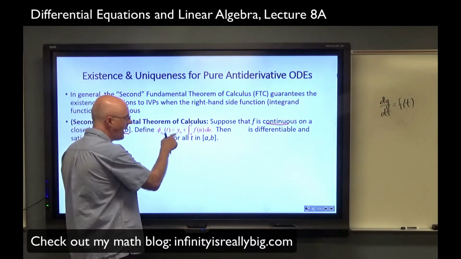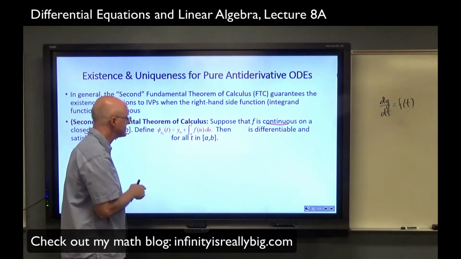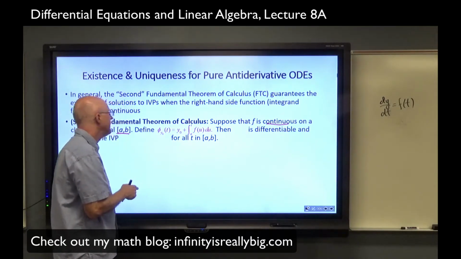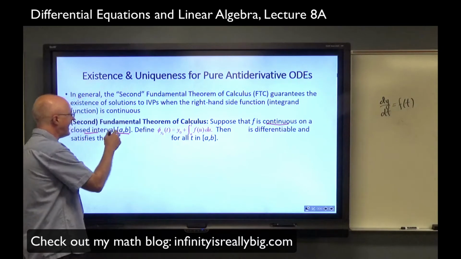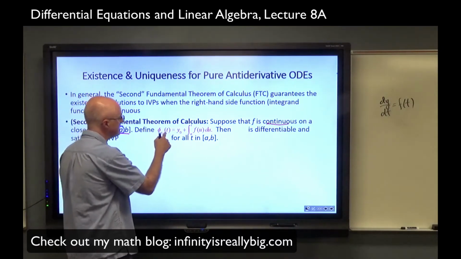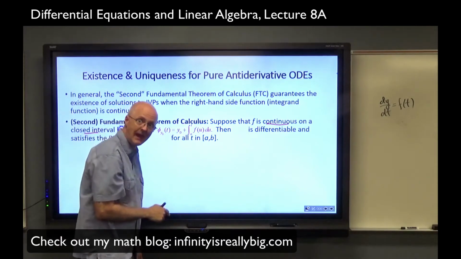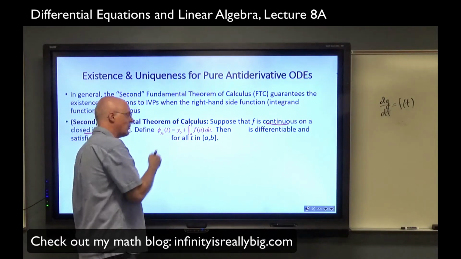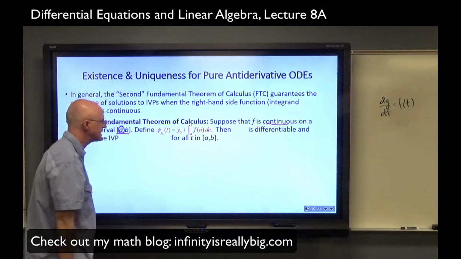And by putting a y0 there in this way, it will also satisfy the initial condition, that phi sub y0 of a, the left endpoint of the interval, will equal y0, because when we replace t by a here, you get the integral from a to a, which will be 0, plus y0. It will satisfy the initial condition.